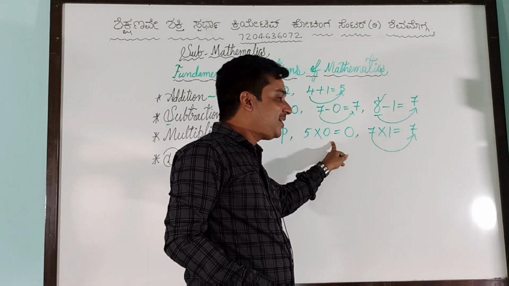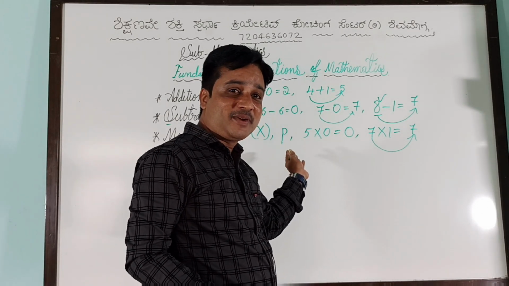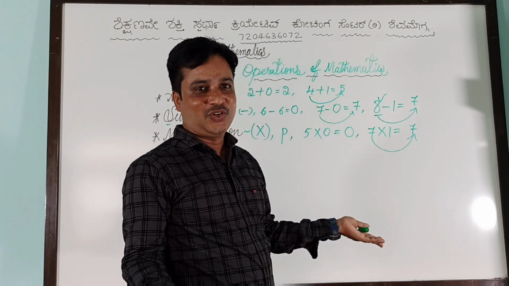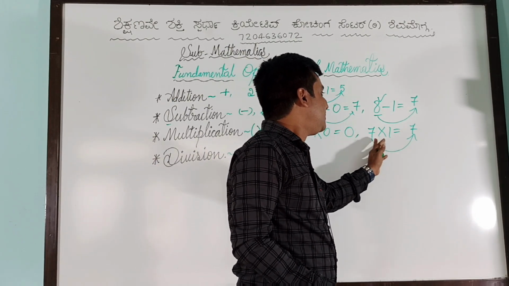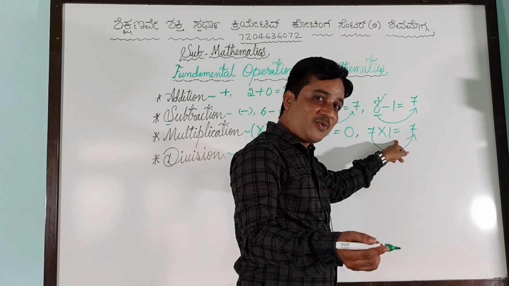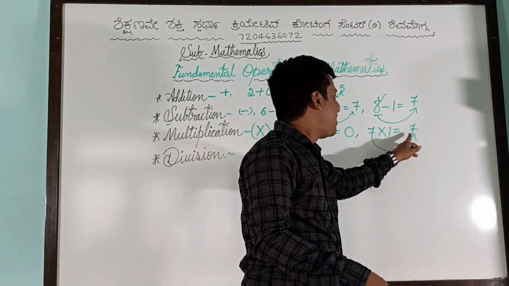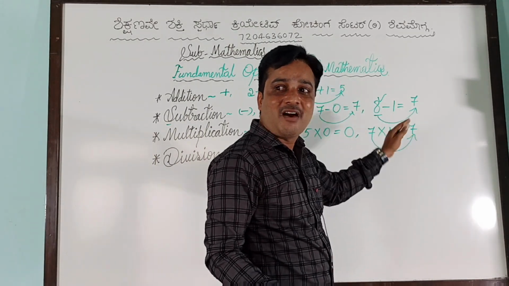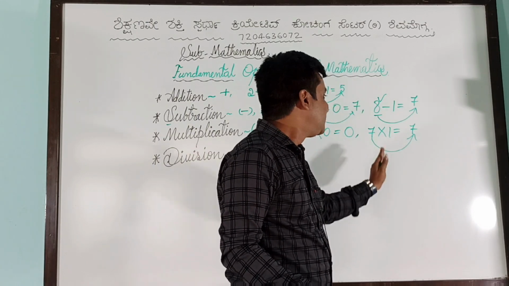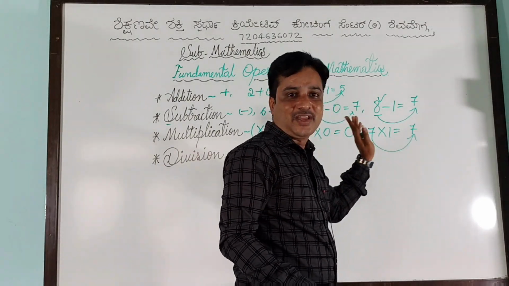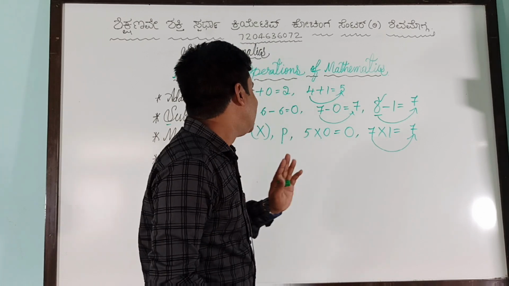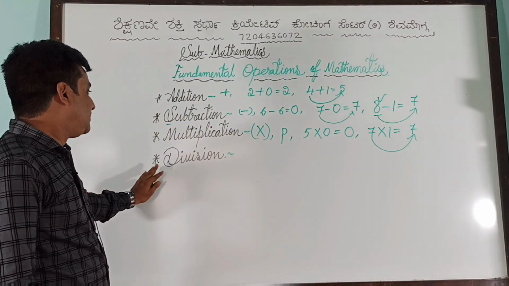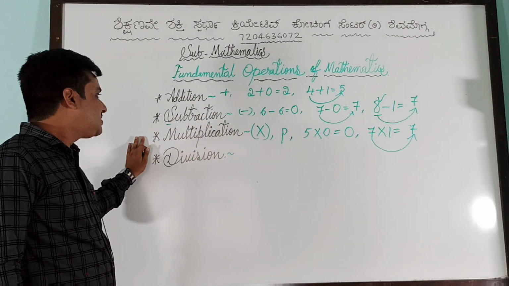Here the properties of multiplication are: the first property says any number multiplied by 0 or 0 multiplied by any number, the product will be 0. And the second property says any number multiplied by 1 or 1 multiplied by any number, the product will be the same number or the number itself. So 7 ones are 7.